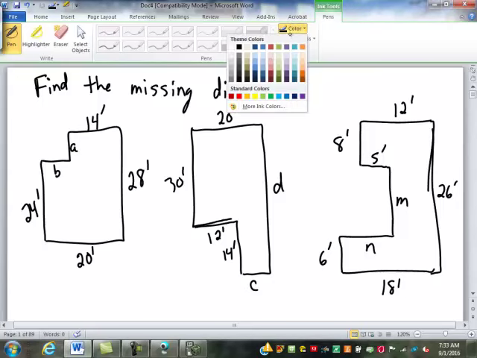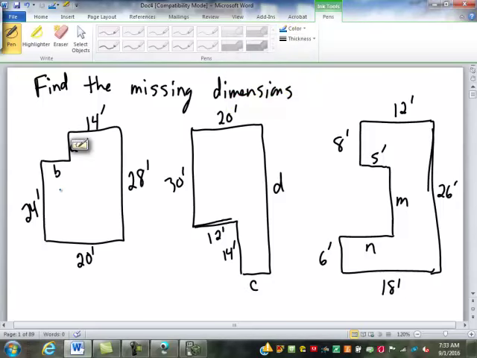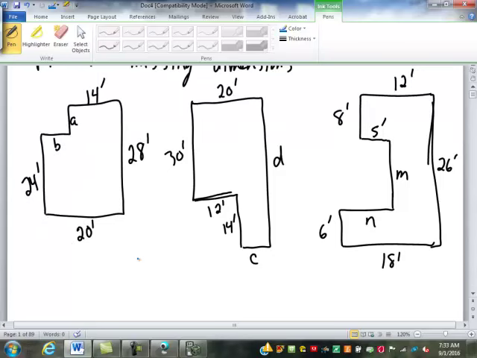Okay, so for this problem here, starting with the first one, you're finding dimensions A and B. What'd you get for dimension A? 4. Okay. How'd you get that? 24 plus A equals 28. Okay, 24 plus A equals 28. Or you could work it backwards, 28 minus 24.